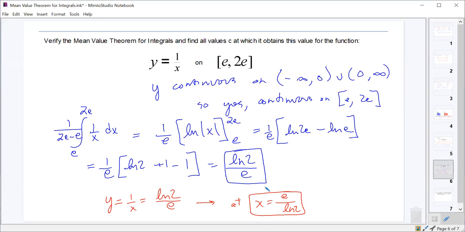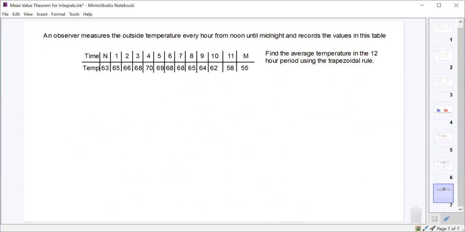Good. All right. We'll do one more of these, and this one we're going to go back to first grade for again. We can't do a perfect job of getting the average temperature, but we can do a better job than we did in first grade. So we got some person that measured the temperature every hour from noon to midnight, and made a table of all the values.